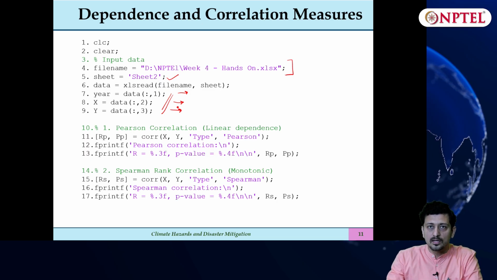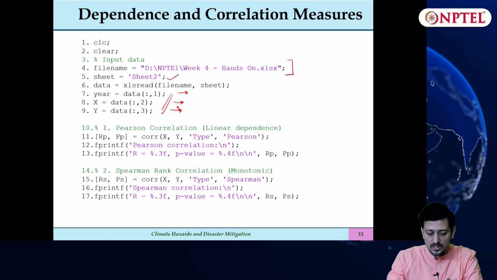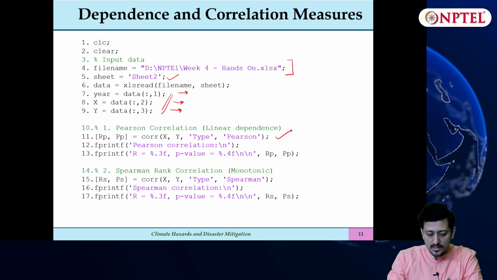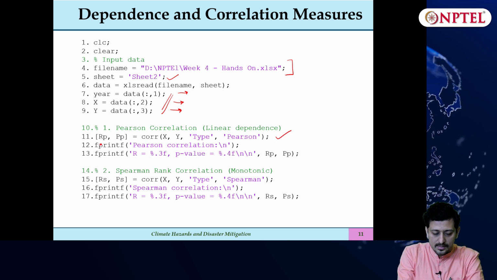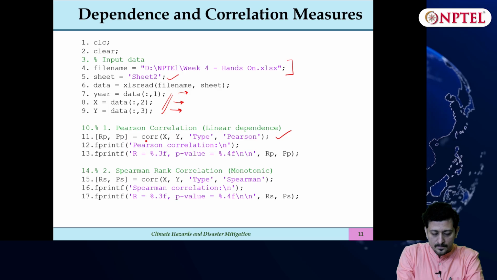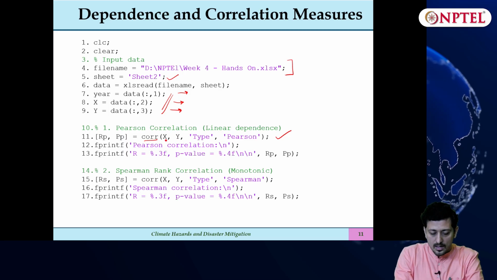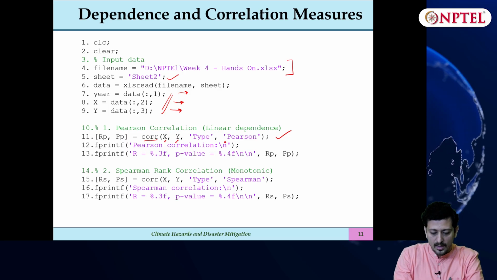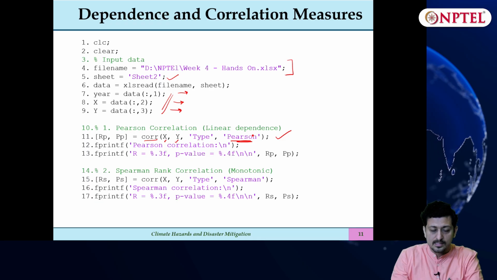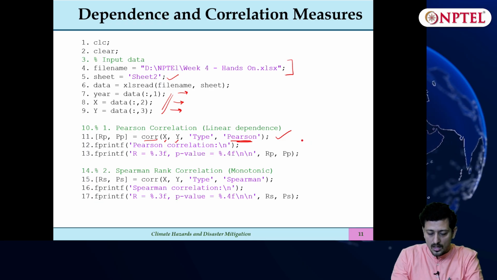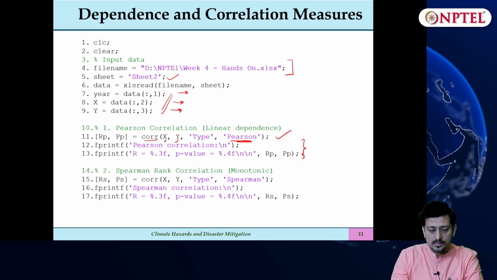As discussed in the theoretical part, we have different dependence measures. We will first begin with the Pearson dependence. The syntax is RP, PP, that is CORR. You have the variables X and Y, and the type is Pearson. So we'll estimate the Pearson relationship and then we'll print it on the screen.